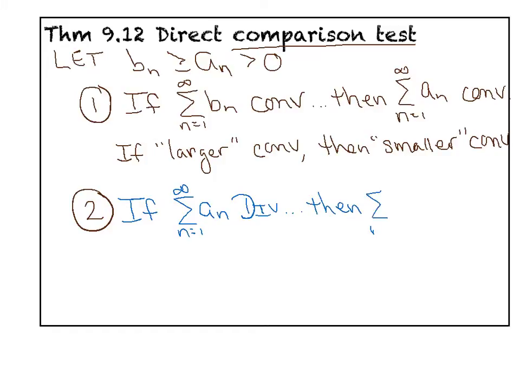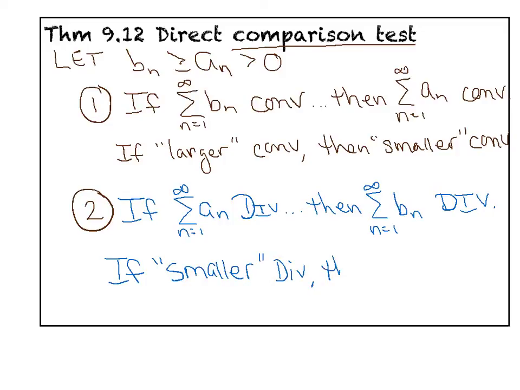We could then say that the larger series with the B sub n terms also diverges, okay? Paraphrasing that into English, we'll just say if the smaller one diverges, then the larger one also has to diverge, for sure. Okay, and I actually think there's a lot of common sense tied into these two statements.